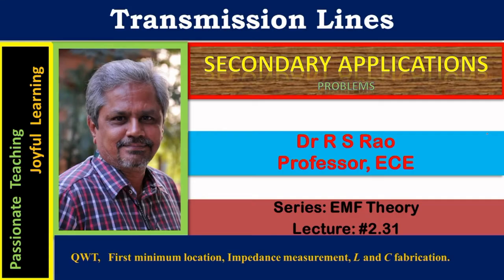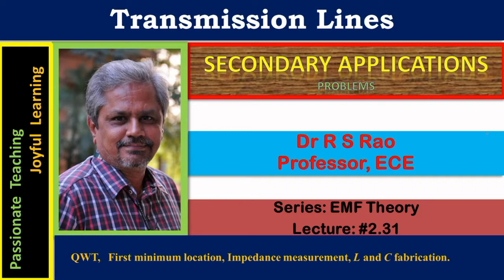Transmission lines, problems on secondary applications of the lines, series on electromagnetic field theory, lecture number 2.31. Transmission lines have several applications. Carrying signal from one point to another point, or transfer of signal from one location to another location, is considered as the primary application of the transmission lines.